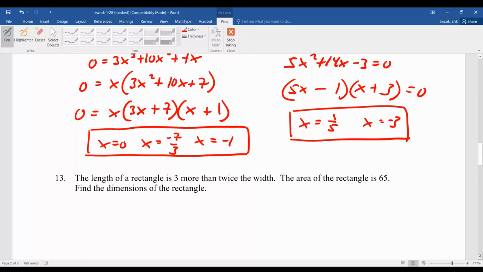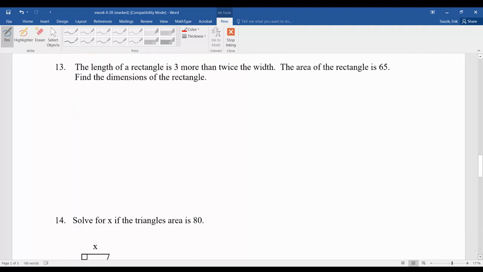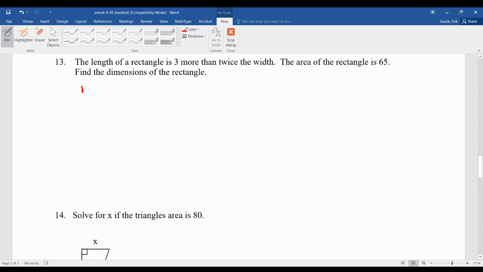Okay, now we're going to get into some word problems. Don't freak out about that. We've done this many times. Rectangle problems. Which side do you not know anything about here? It says the length of a rectangle is 3 more than twice the width. Looks like I don't know anything about the width, so I'm going to call that W.